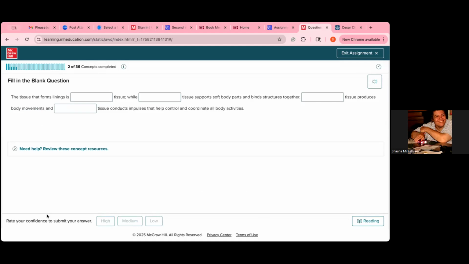So this is asking us about all four types of tissue. The tissue that forms linings is blank tissue, while blank tissue supports soft body parts and binds structures together. Blank tissue produces body movements, and blank tissue conducts impulses that help control and coordinate body activities.